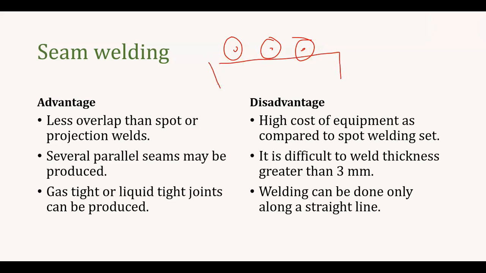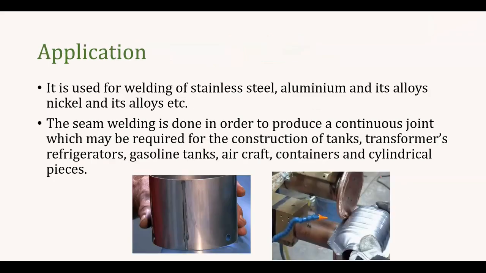Gas tight or liquid tight joints can also be produced using this. And the disadvantages: high cost of equipment compared to the other welding processes. It is difficult to weld a thickness greater than 3 mm. Also this is suitable for sheet metal, and welding can be done only along a straight line, not in any other position.